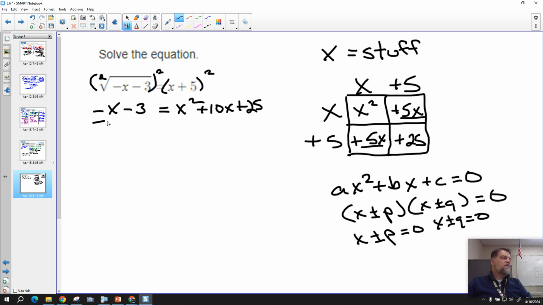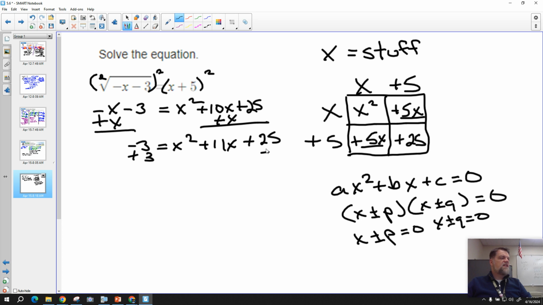So what I'm going to do is add x to this side and add x to this side. These will cancel and I get negative 3 equals x squared plus 11x plus 25. Then I'm going to add 3 to both sides because I want to set it equal to 0. And I get 0 is equal to x squared plus 11x plus 28.